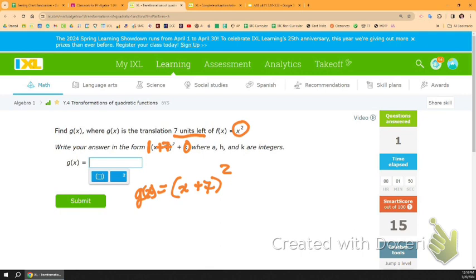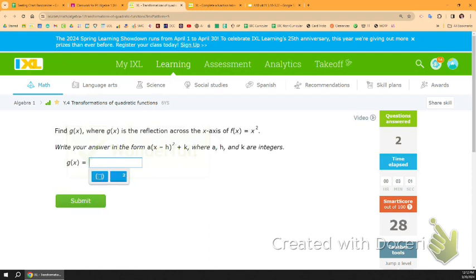All right, so let's put that in. It's going to be x. Oops, I forgot my parentheses. Parentheses, x plus 7. And then I got to go outside the parentheses, and then I got to type the squared and then submit. Okay, I got that one right.